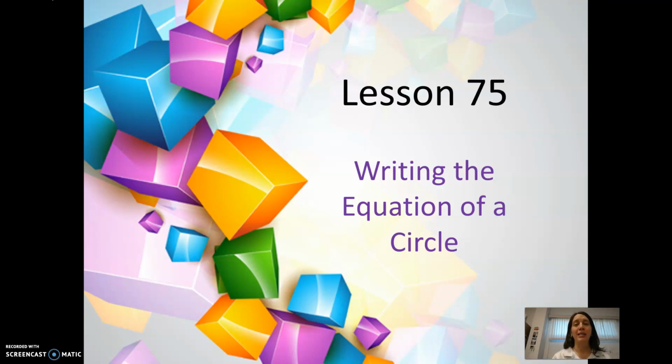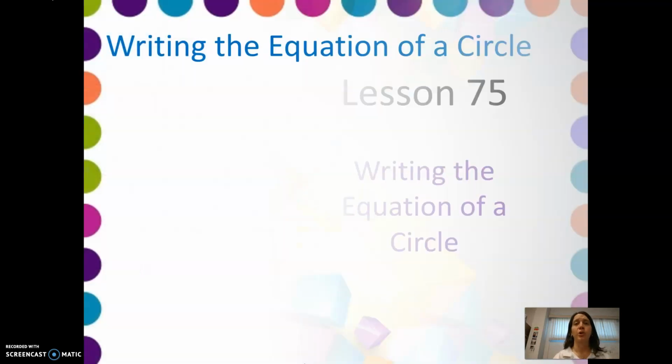Let's go ahead and get started into our lesson for today. We're covering lesson 75, writing the equation of a circle. We've talked just a little bit about circles. We've talked about how to do tangents with circles and secants of circles and also chords and different things like that. But today we'll actually look at how to do the equation of a circle, and then based on that equation of the circle, we'll be able to graph our circle as well.